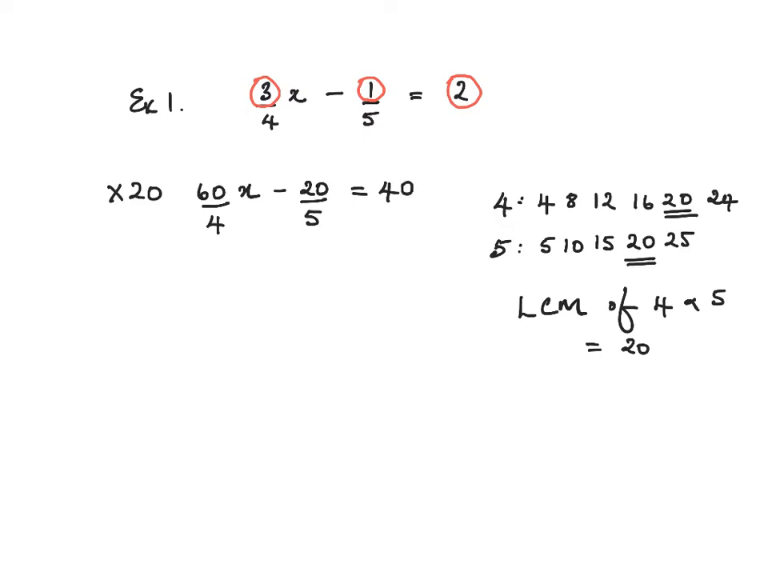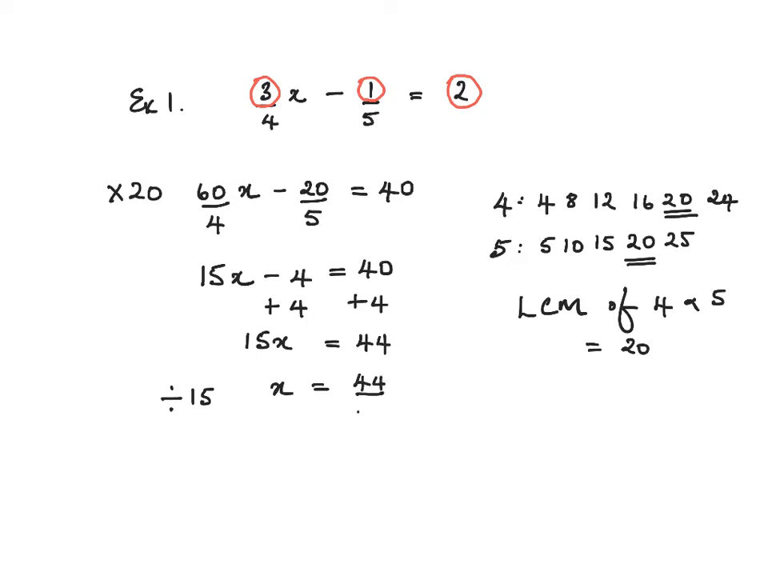So 60 divided by 4 is 15, and the fraction has disappeared. 20 divided by 5 is 4, and again the fraction has disappeared. Next thing to do, we want to get rid of the minus 4. So that gives us 15x equals 44. And we want to divide by 15 to get the x on its own. So 44 over 15. We can't do anything with that. You don't need to reach for your calculator, as we can leave it as 44 over 15.